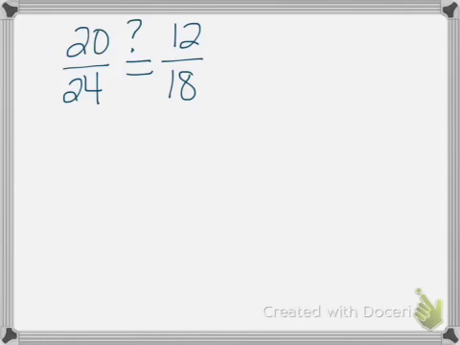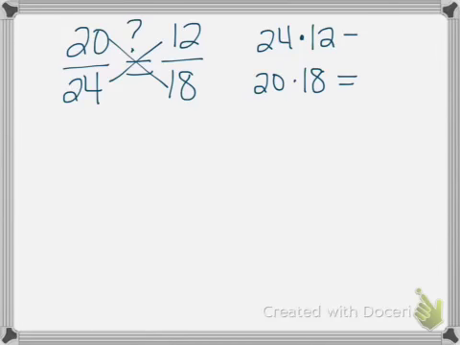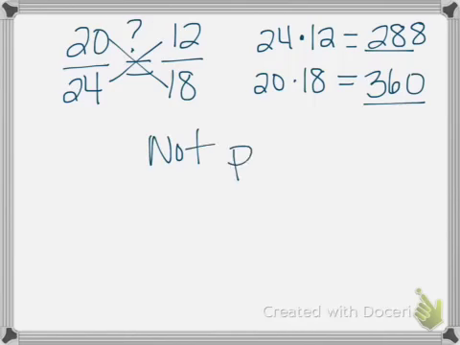Take this example. You know that two ratios form a proportion if their cross products are equal. So what we're going to do is do 24 times 12 and 20 times 18. If those two numbers are equal, then yes, it is a proportion. Well, 24 times 12 is going to give us 288, and 20 times 18 is 360. Because these numbers are not the same, they're cross products, this is not proportional.